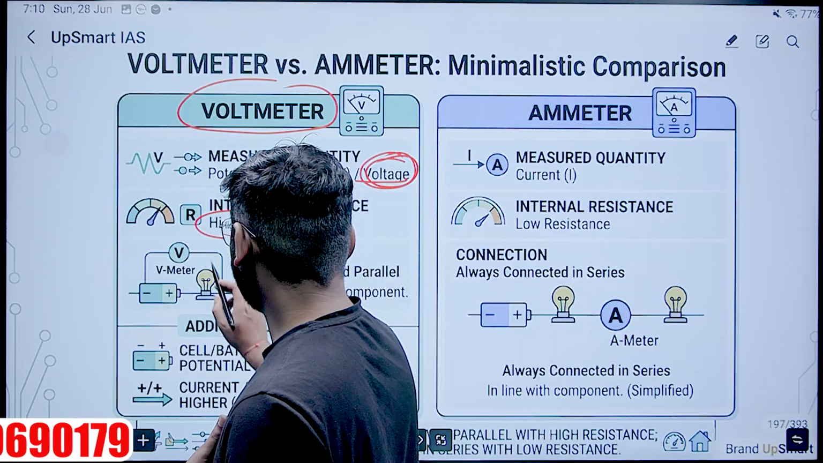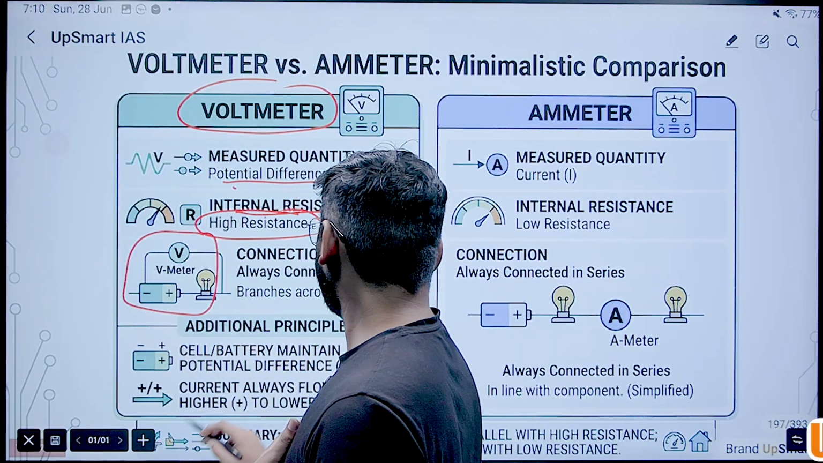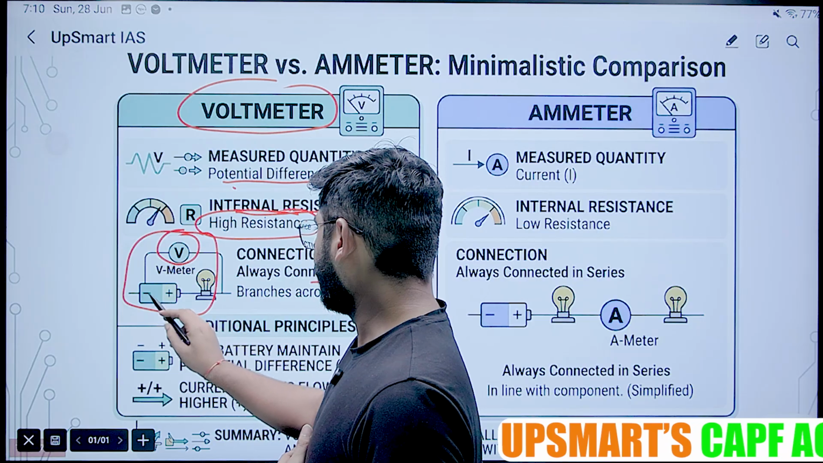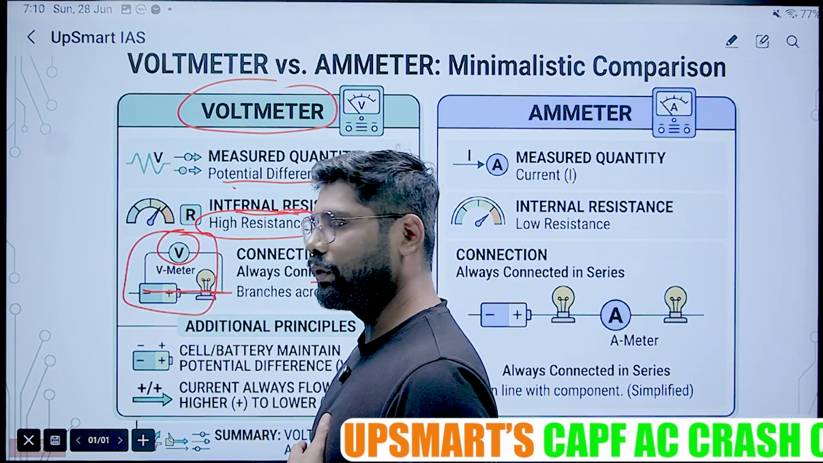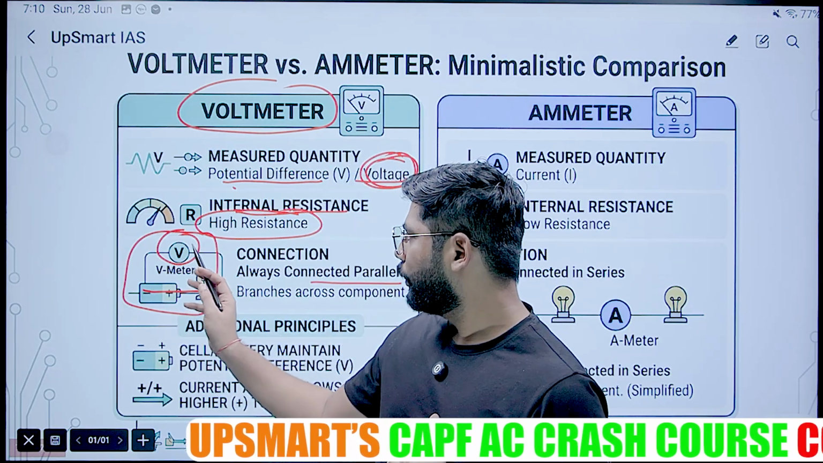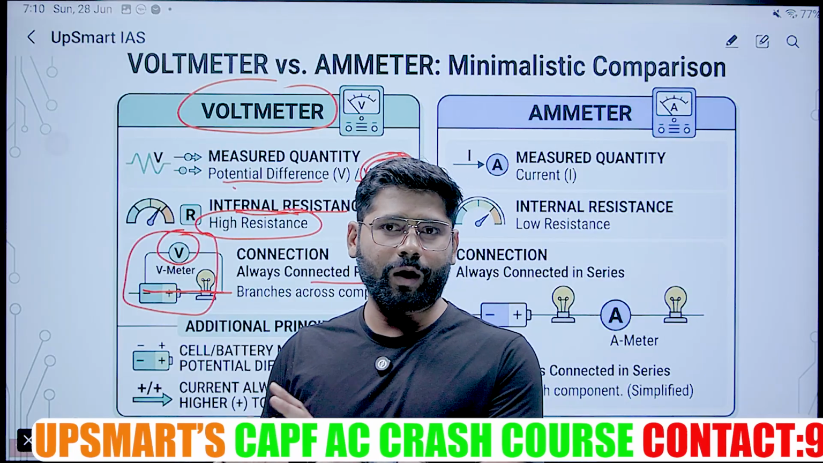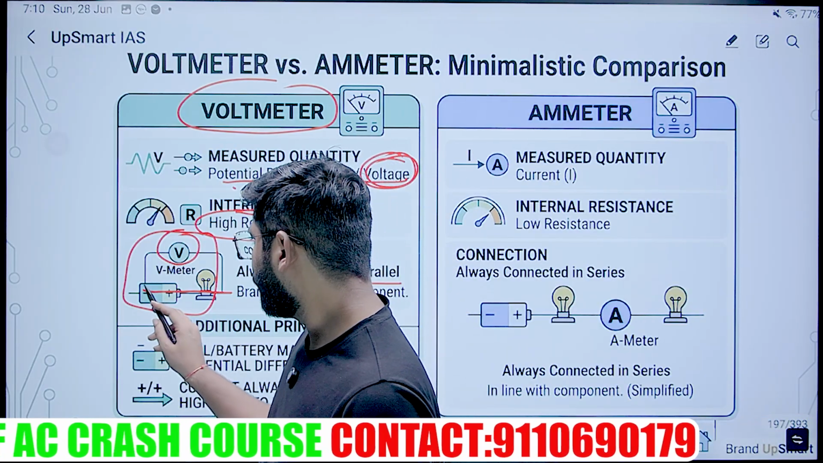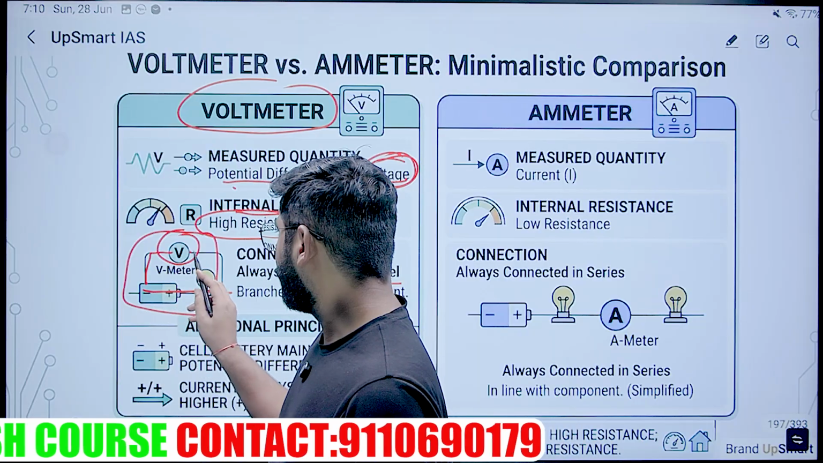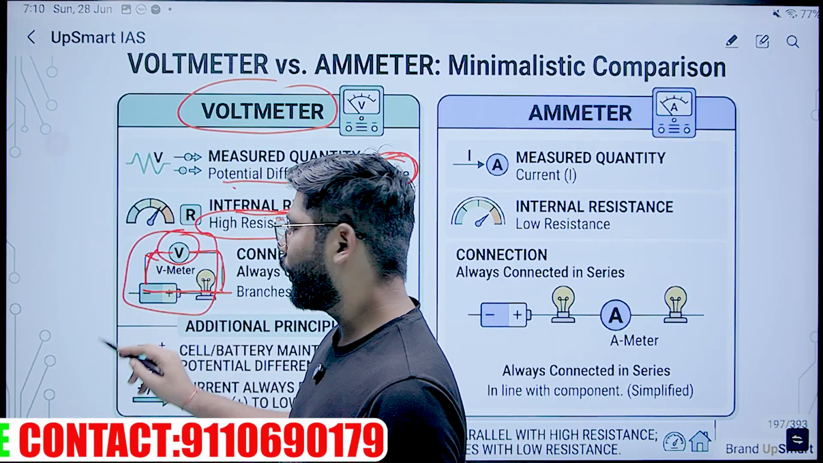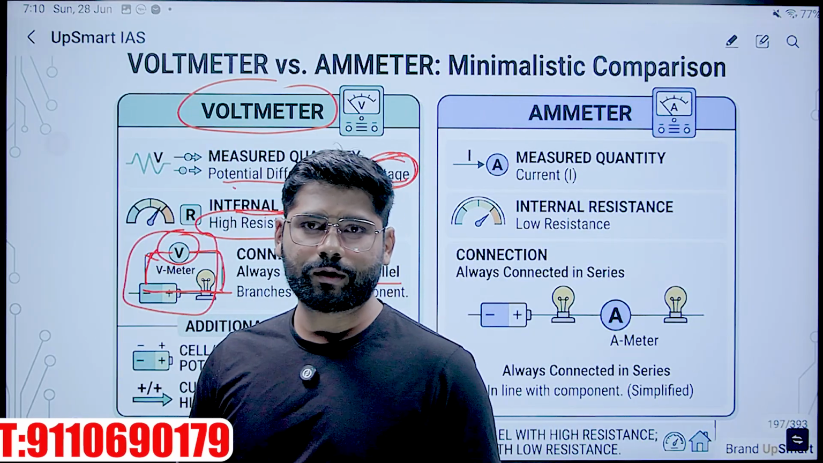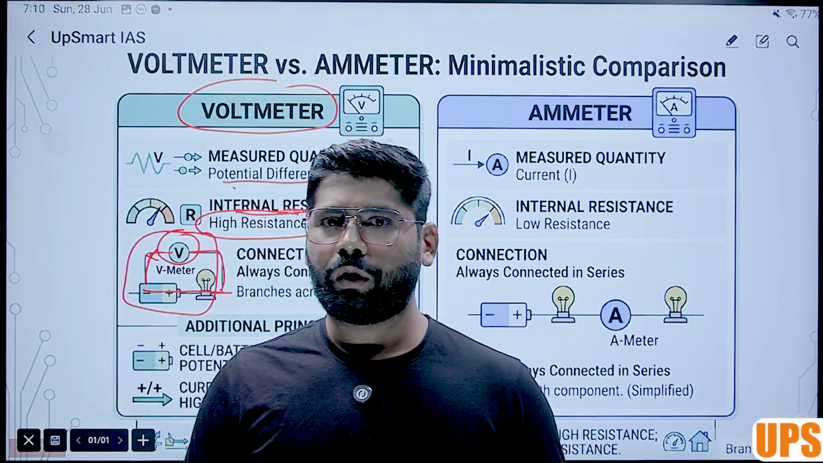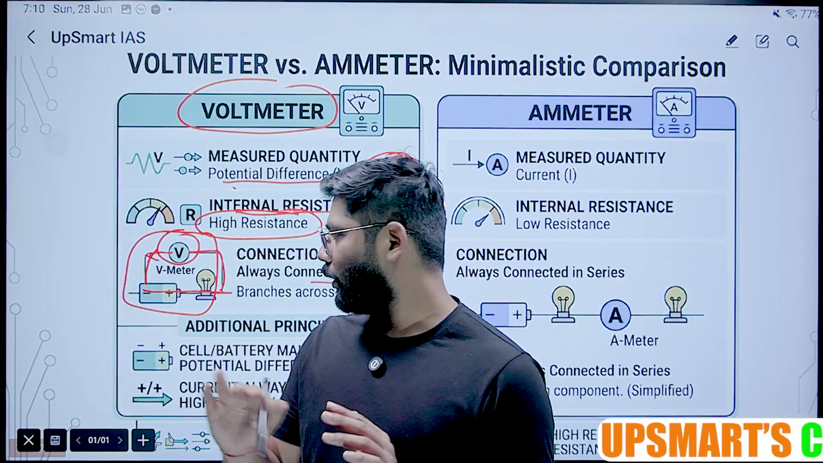Understand this first: whenever we use a voltmeter, we always connect it in parallel. This is a voltmeter, and this is your appliance or your circuit. Whenever we connect the voltmeter, we connect it parallel to the circuit. Why do we connect it in parallel? Because the voltmeter does not create an alternative path for the current to move. Its function is just to measure the amount of force that is flowing in this particular circuit.